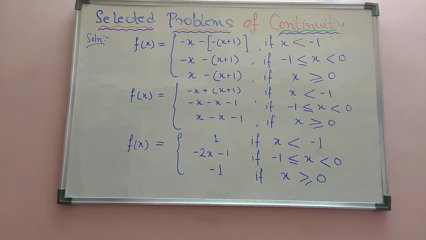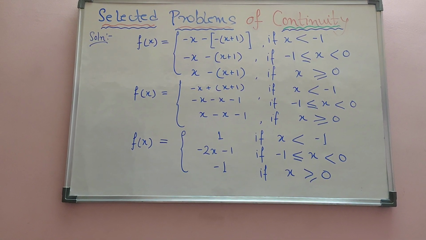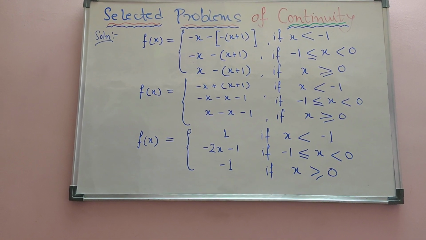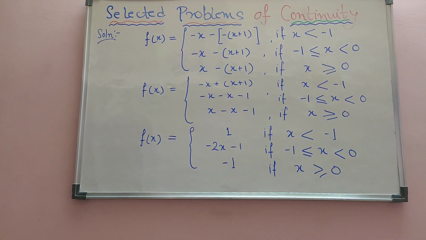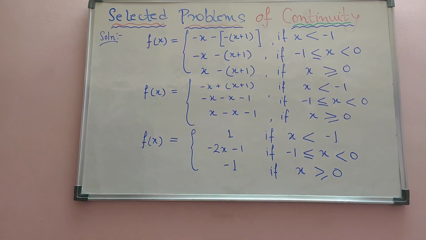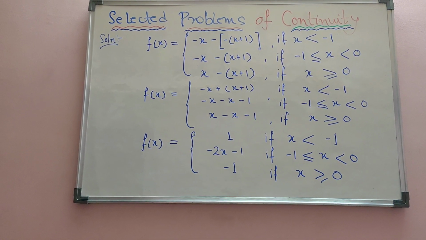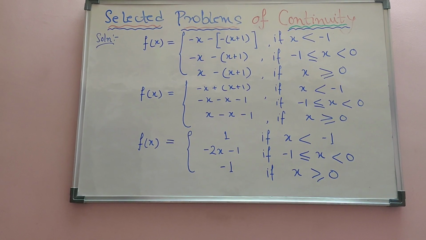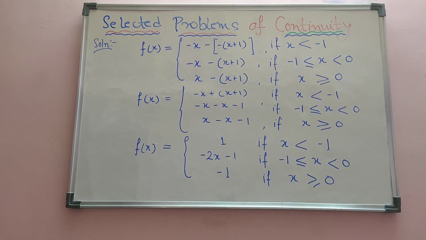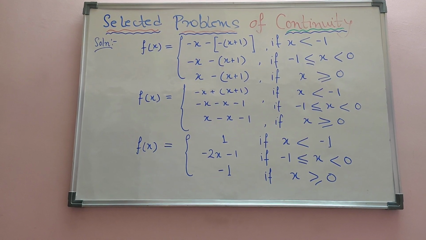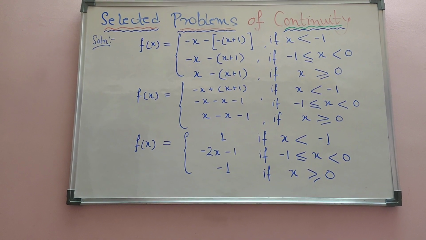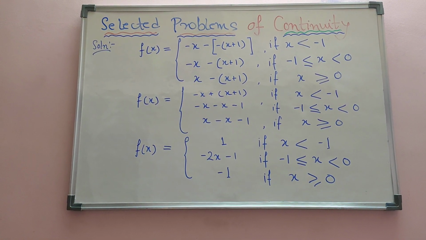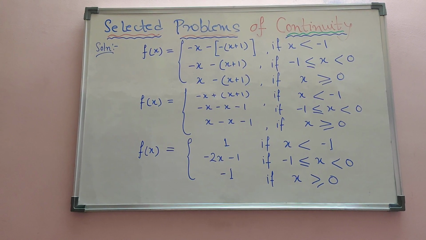So now we are getting our f of x for these three intervals. Whenever x is less than minus 1, f of x equals 1. When x is greater than or equal to minus 1 but less than 0, where it is still negative, in that case f of x equals minus 2x minus 1. And when we are taking x positive, meaning x greater than or equal to 0, then f of x becomes minus 1. So now we have to find the value of f of x at x equal to minus 1, because the question was to check the continuity of the given function at x equal to minus 1.